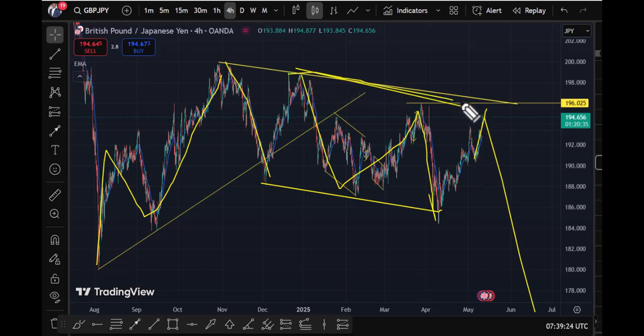Right? So if you understand this concept, you know that this is a very high probability setup if it plays out exactly this way, especially when the market breaks this counter trend that will be happening here. So watch out for the time the market breaks this counter trend. That will be a massive drop that will be coming here.